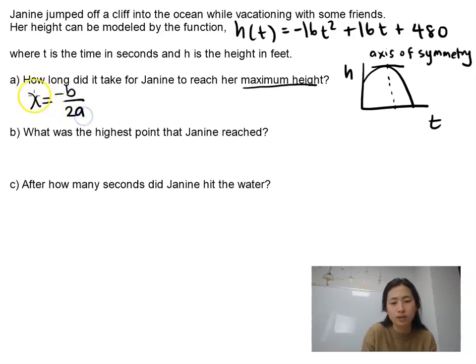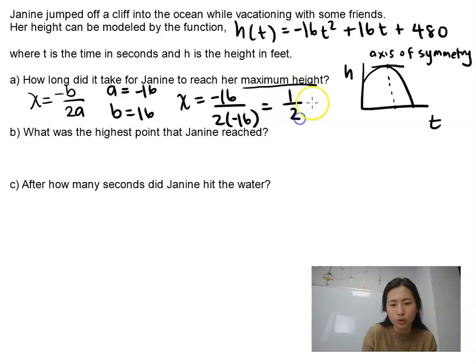and it does make sense because x is time in this case. So we have to look for our values, which is a and b. So in this case, a would be negative 16 and b would be 16. So all you do is just plug in the numbers. So you have x is equal to negative 16 over 2 times negative 16. So in this case, x would be 1 over 2, and that's going to be t is equal to 1 over 2 seconds. So that's the time that it takes for me to reach my maximum height.